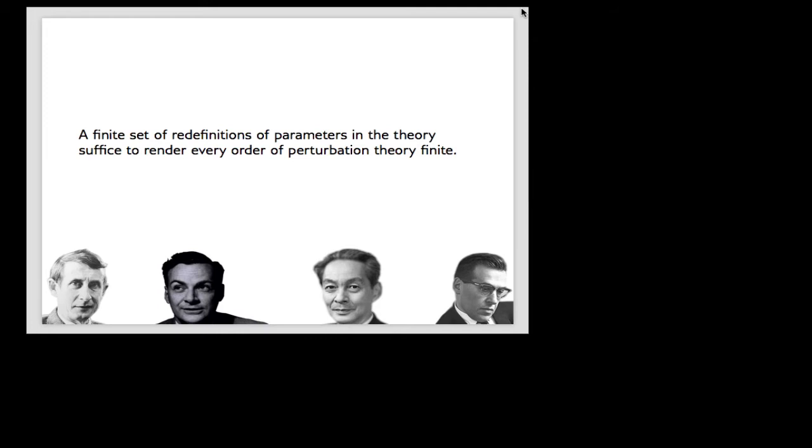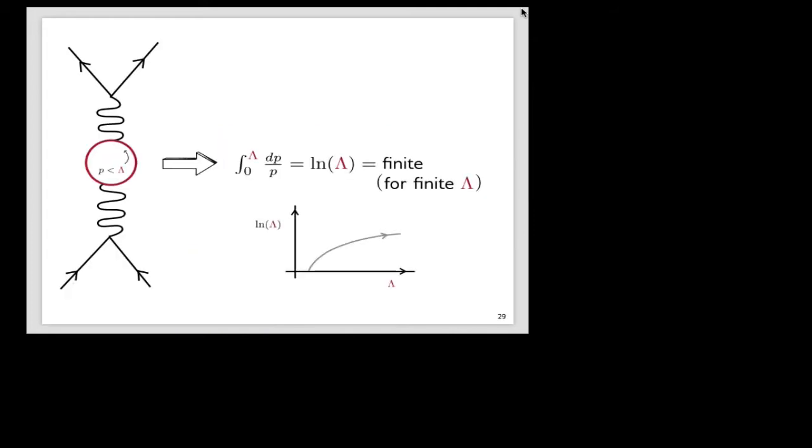But in the late 1940s, we have from Dyson, Feynman, Tomonaga, and Schwinger a result that created some reason for hope, which was that they showed that a finite set of redefinitions of the parameters in the theory suffice to render every individual order of perturbation theory finite. Here's the trick that they used. Rather than letting the momentum in this internal loop get arbitrarily large, what they say is, let's just integrate up to some large finite value lambda. Then the integral looks like the log of lambda, which is finite for any finite value of this ultraviolet regulator lambda, because the log of lambda goes like the plot shown there.